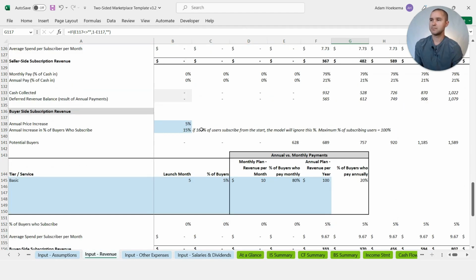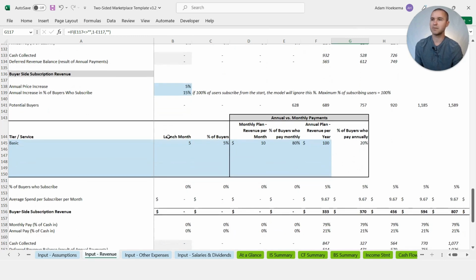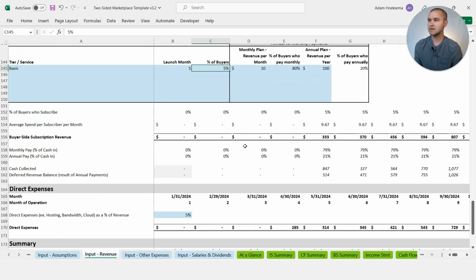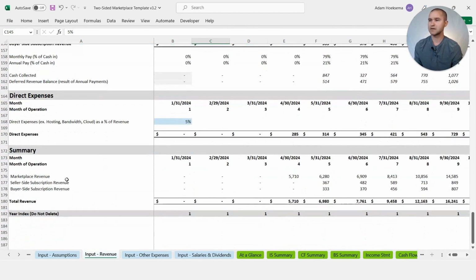Then we have the ability to do the same basic process on the buyer side. Let's say you also have a buyer-side subscription offering, and you can decide what percentage of buyers are subscribing and whether they're paying monthly or annually. All of this culminates down here in our three different levels of revenue: marketplace revenue, seller-side subscription, and buyer-side subscription revenue.